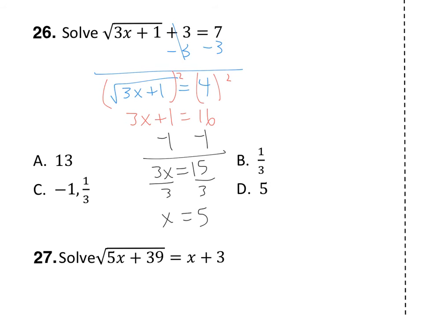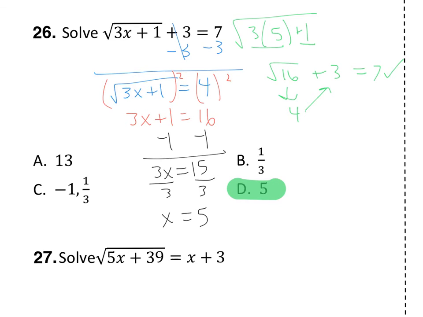And I only have one solution here, but it's always good to check and make sure it's not extraneous. So if I plug that back in, I would get 3 times 5 plus 1, the square root of that, which is 15, plus 1, which is square root of 16, plus 3 must equal 7. Square root of 16 is 4. 4 plus 3 does indeed equal 7. So my final answer would be letter D, 5.